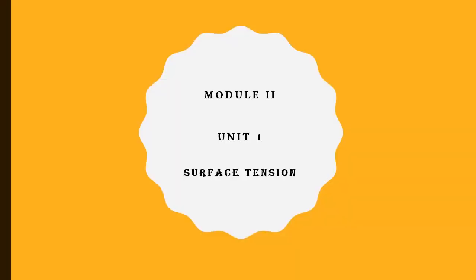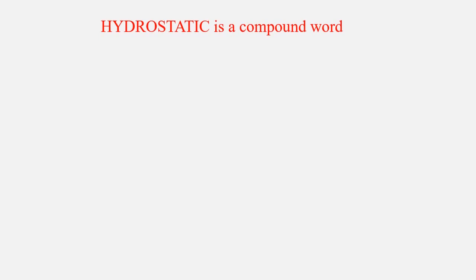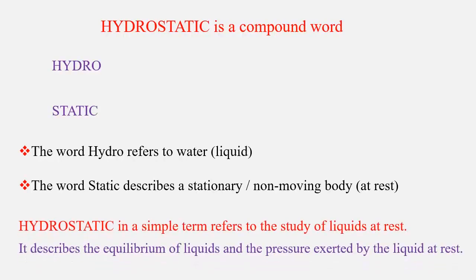Module 2, Unit 1. Hydrostatic is a compound word comprising of hydro and static. The word hydro mostly refers to water in a liquid form, while the word static describes a stationary body, that means a body at rest, a body that is not moving. Hydrostatic in a simple term refers to the study of liquids at rest, and this describes the equilibrium of liquids and the pressure exerted by the liquid at rest.